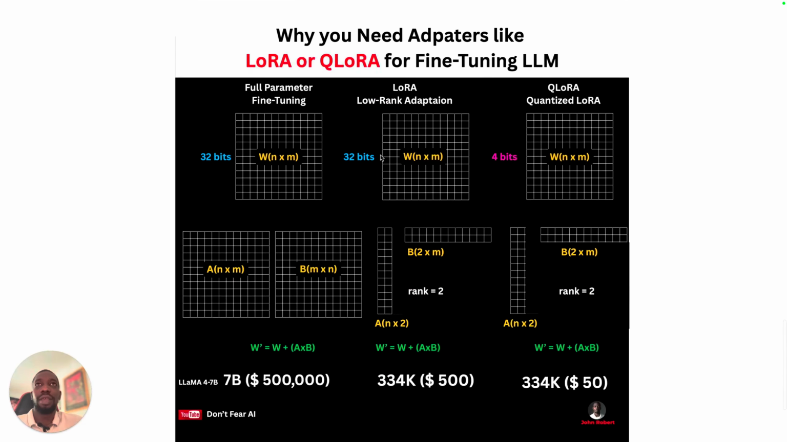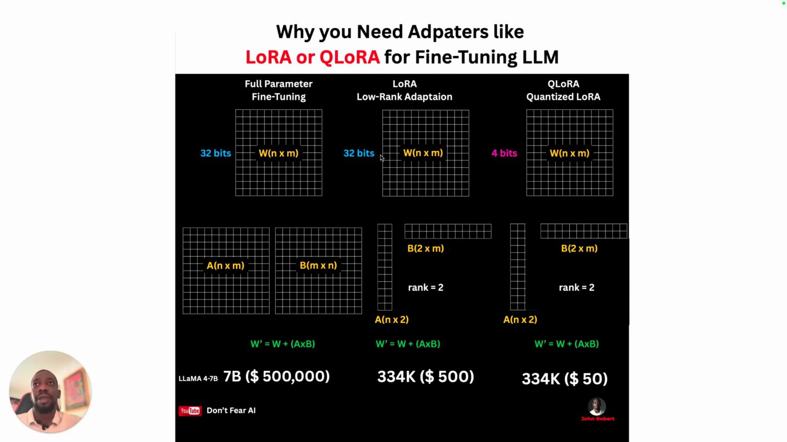Now this is an overview of everything. Full parameter fine-tuning means you have a model that has this number of weights, then you want to modify it, so you fine-tune and then add it. The fine-tuned weights will be the same size as the trained weights. So you get the same thing, and then you put both of them together.